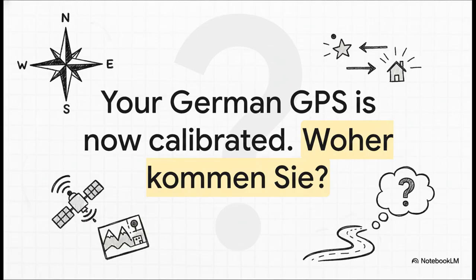And there we have it. Your German GPS is officially calibrated. You get the crucial difference between asking for a location and an origin, so you're ready to go. But think about this for a second. When you meet someone new, are you more interested in wo they live or woher they come from? The question you choose, well, it reveals a lot more than just geography, doesn't it?